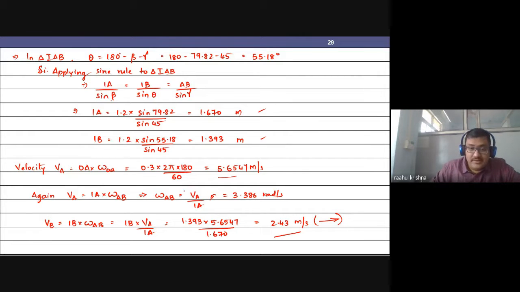So what I did here was, omega AB equal to VA upon IA, I directly substituted here. Because I can say that VA upon IA equal to VB upon IB, because both of them are equal to omega AB, right?